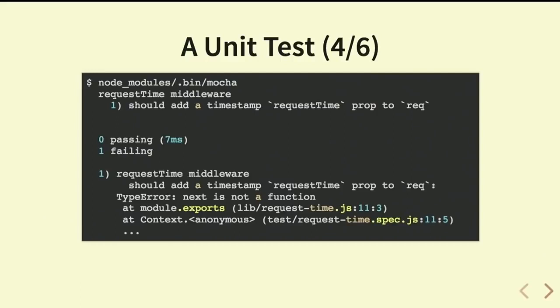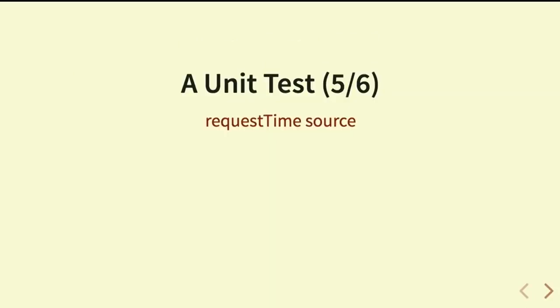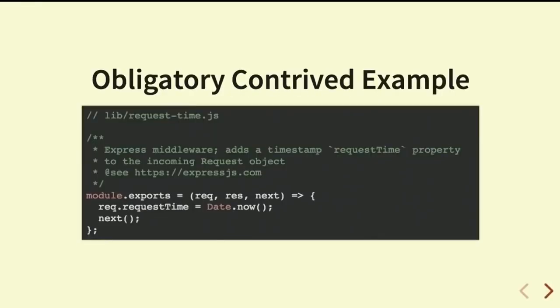And what happened? It gives us the suite again that failed. It gives us the test title that failed. And right under that, it gives us a stack trace. The stack trace goes on a while. I cut it off there, but the important part is next is not a function. So why is next not a function? It's because our middleware tries to call a function called next, and we didn't give it one. Oops.